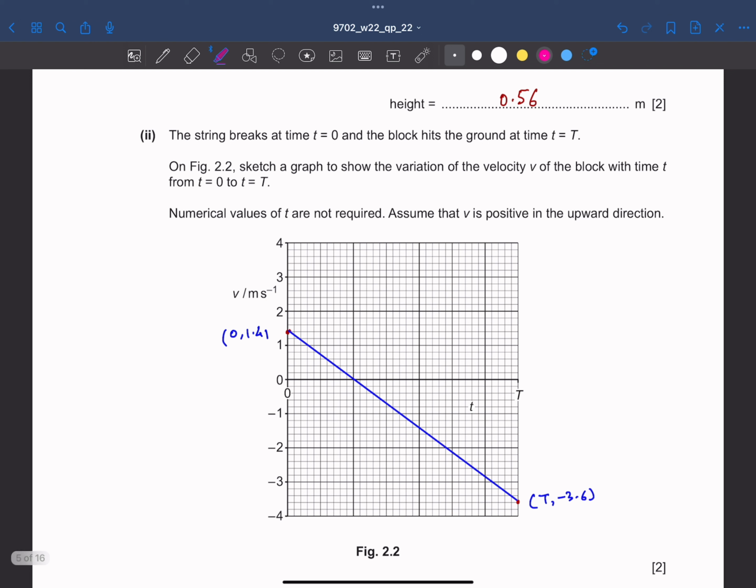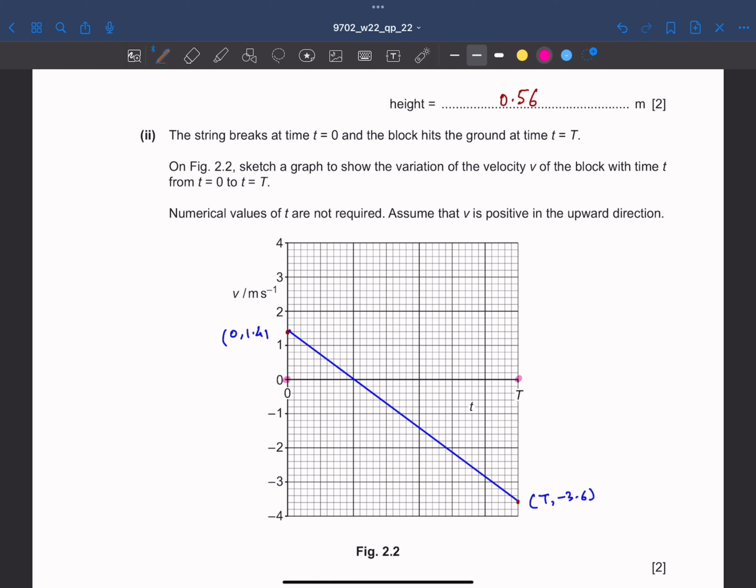Then the second part of this question: the string breaks at time t is equal to 0, and the block hits the ground at time t is equal to capital T. So this is the time where you can say the block hits the ground. On figure 2.2, sketch a graph to show the variation of the velocity v of the block with time t from t is equal to 0 to t is equal to T. Numerical values of t are not required. Assume that v is positive in the upward direction.